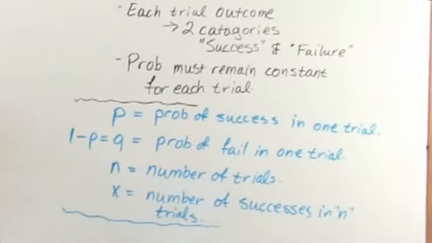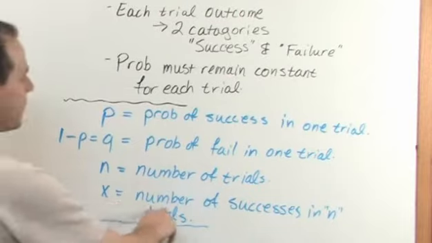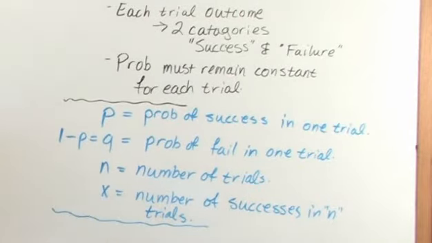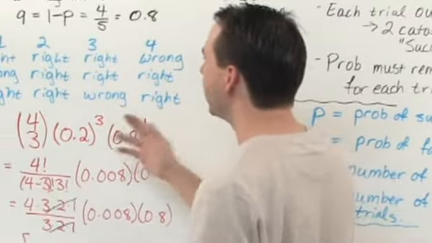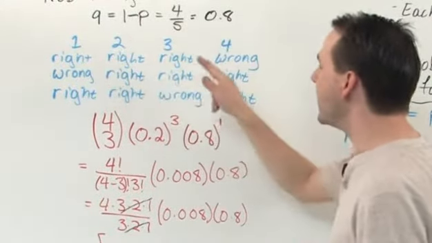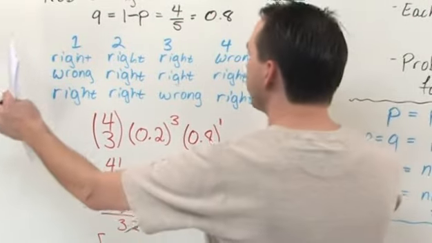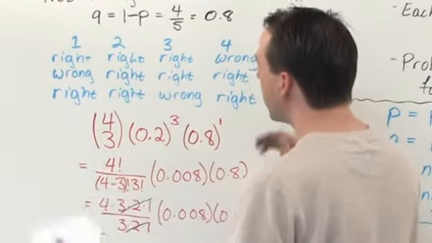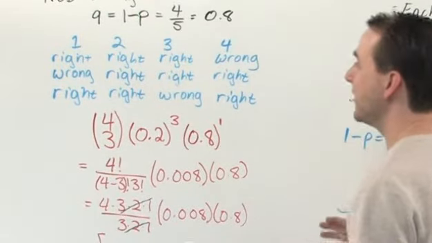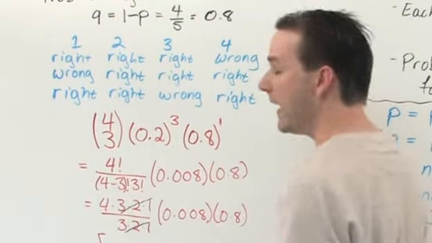The last thing that you have to know to be able to apply the binomial distribution: X is the number of successes in N trials, okay? It looks foreign and cryptic on the board, but you already know what it is here. X, in this case, is 3, okay? 3 was the number of right answers in 4 trials. So it's imperative that you understand this, okay? There were 4 trials because there were 4 questions, and I wanted to know the probability of getting 3 of them right, so X was equal to 3.